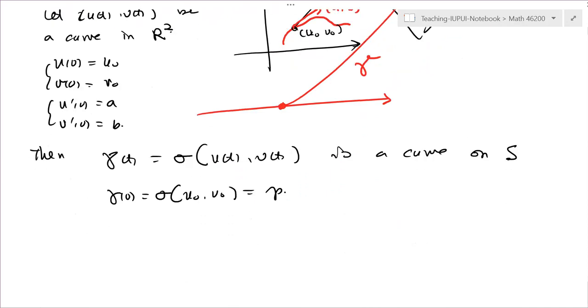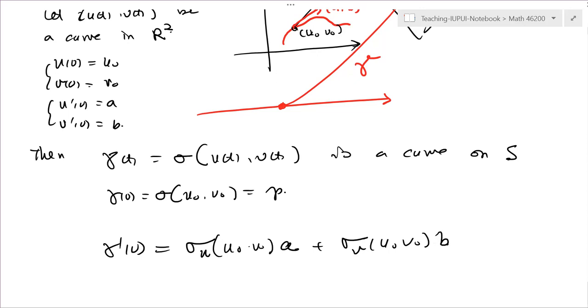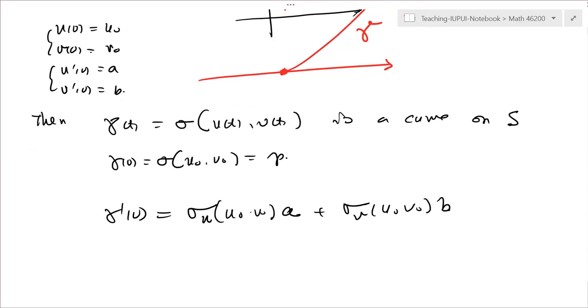All right. So now let's take a look at the tangent vector. This is the tangent vector to the curve. By definition, it's the tangent vector to the surface. So when I differentiate, I use a partial derivative, right? I get this plus this. Okay, so it's a linear combination.